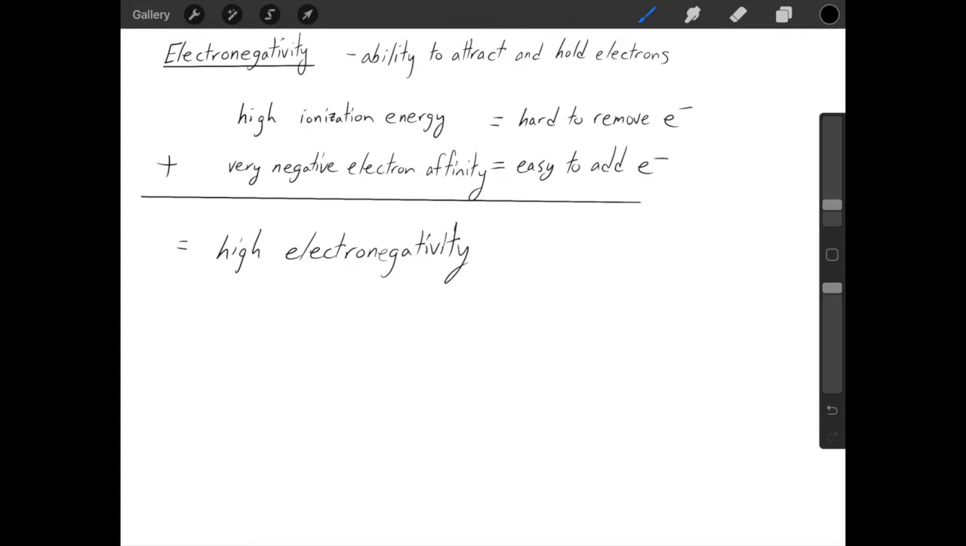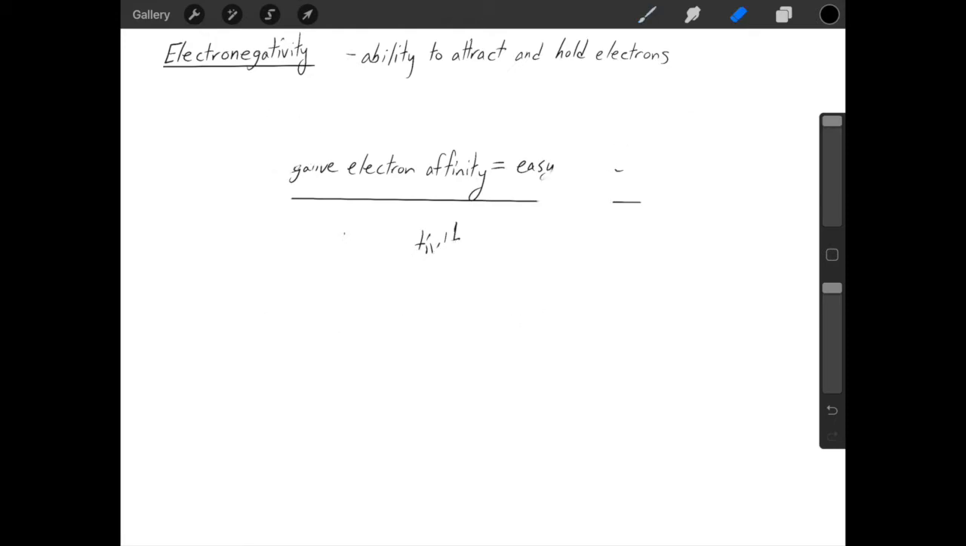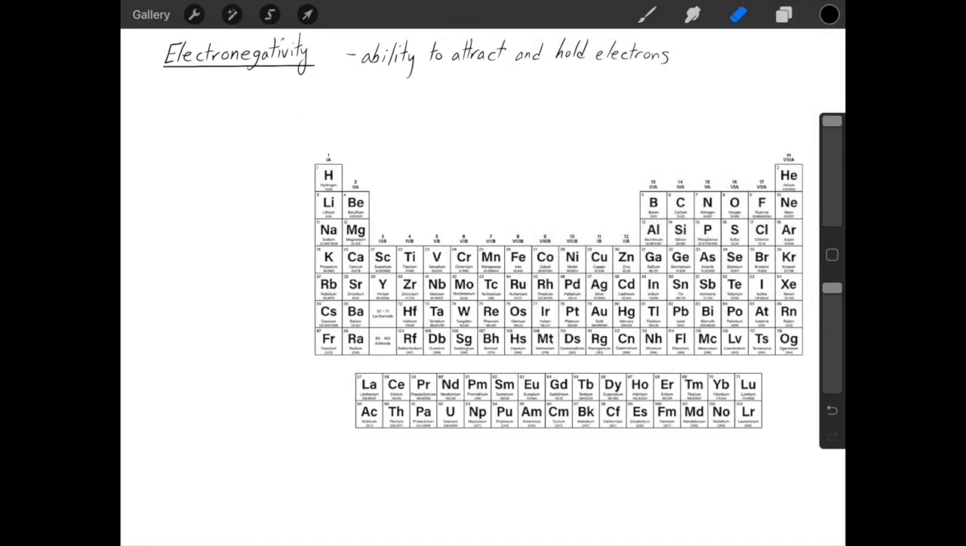And the trend for electronegativity matches the trends for ionization energy getting bigger and electron affinity getting more negative. So the trend for ionization energy is it increases to the right, and the top to bottom trend is electronegativity increases towards the top.